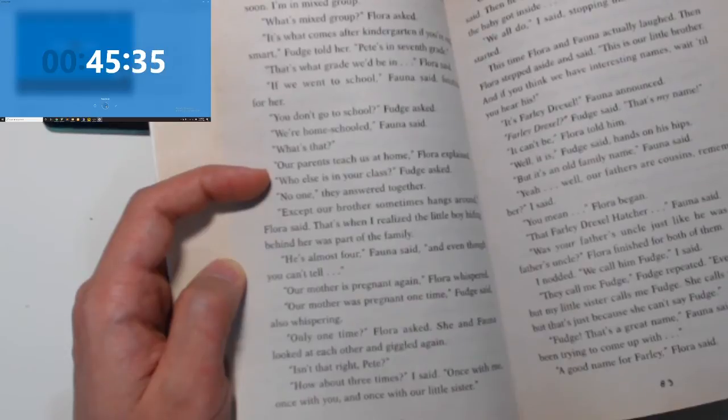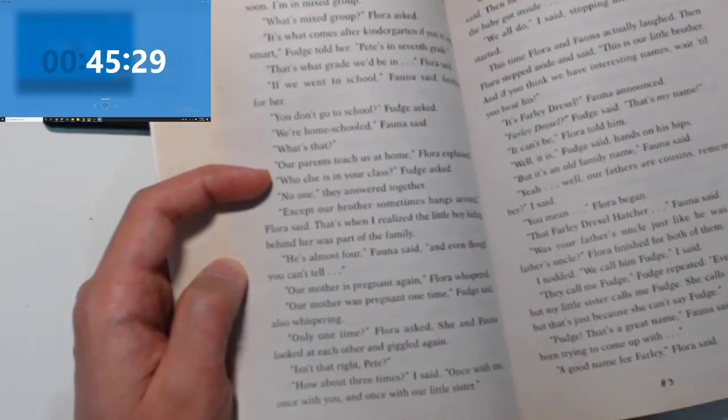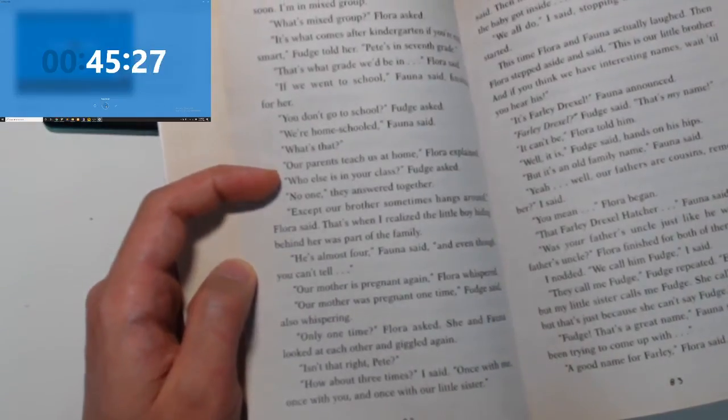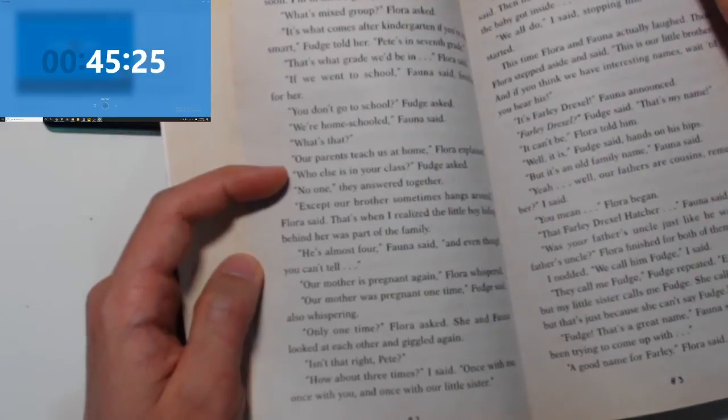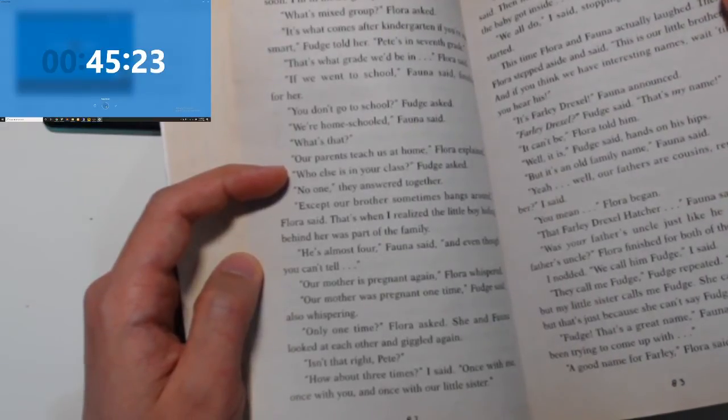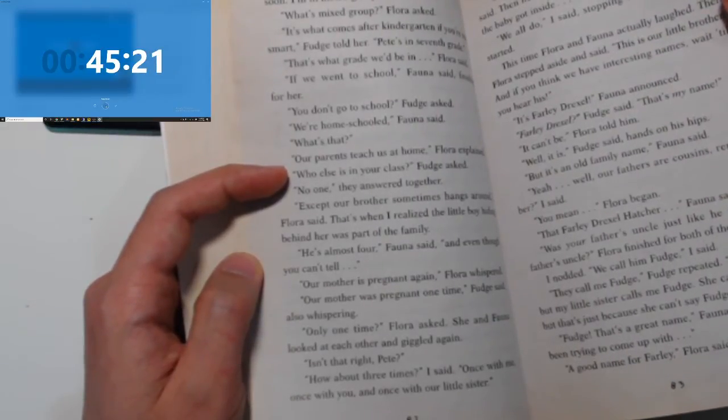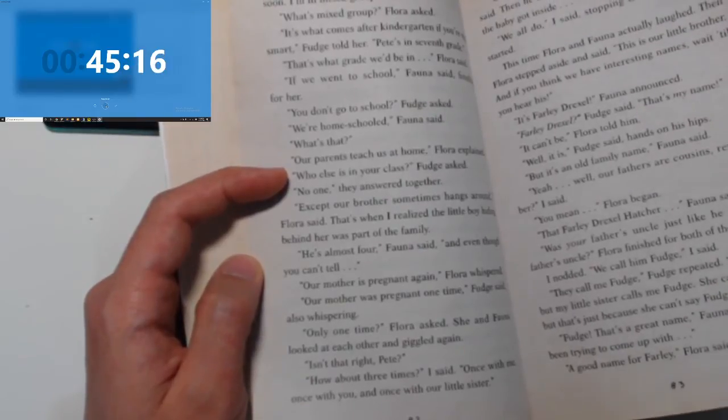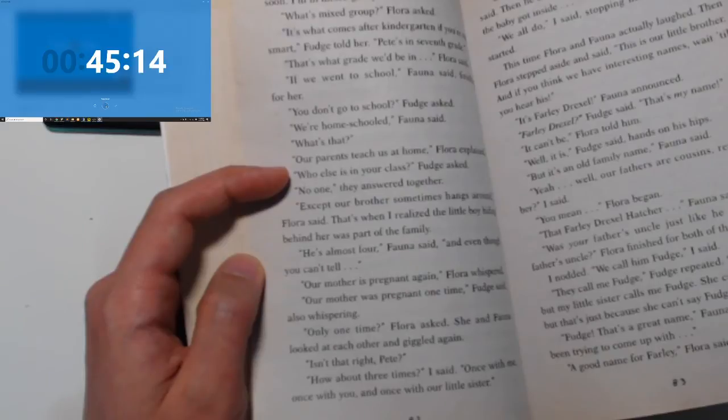"Our mother was pregnant one time," Flora whispered. "Only one time?" Fudge said, also whispering. Flora asked. She and Fauna looked at each other and giggled again. "Isn't that right, Pete? How about three times?" I said, "Once with me, once with you, and once with sister." "Oh, I forgot about the you and me part."